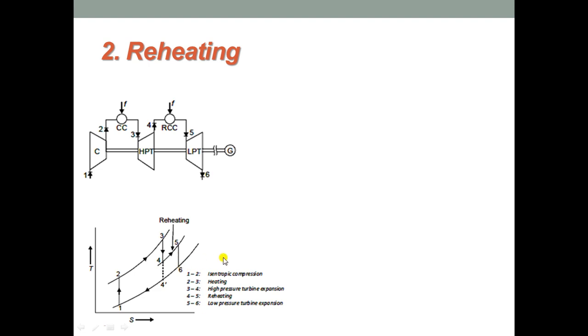It is clear from the TS diagram that if the expansion were taking place in a single stage, the condition of air would be from point 3 to point 4 dash. However, with a reheater between a two-stage turbine, the expansion of air from condition 3 to 4 is partial and from 5 to 6 is complete.